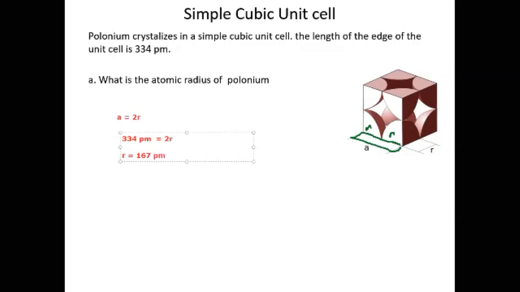167 picometers. So that's the radius of a polonium atom. Likewise, if you knew that polonium crystallized in a simple cubic unit cell, and you knew the radius of polonium, you could calculate the length of the A-axis just by doing the opposite of what we just did. So again, simple cubic unit cell, very straightforward in regards to the calculations.